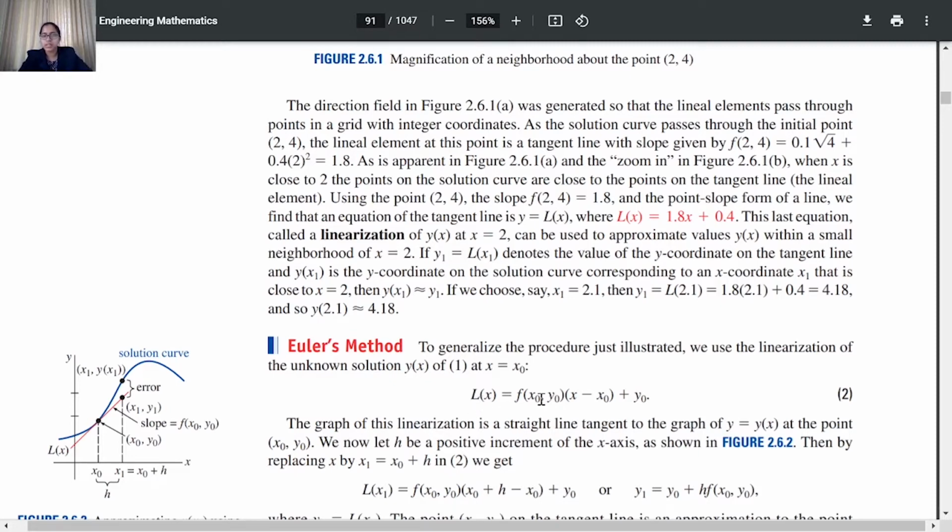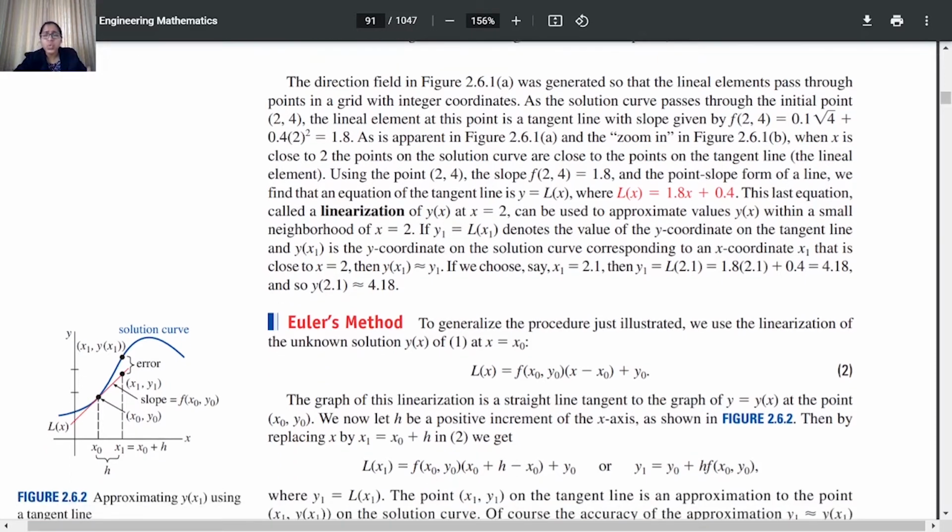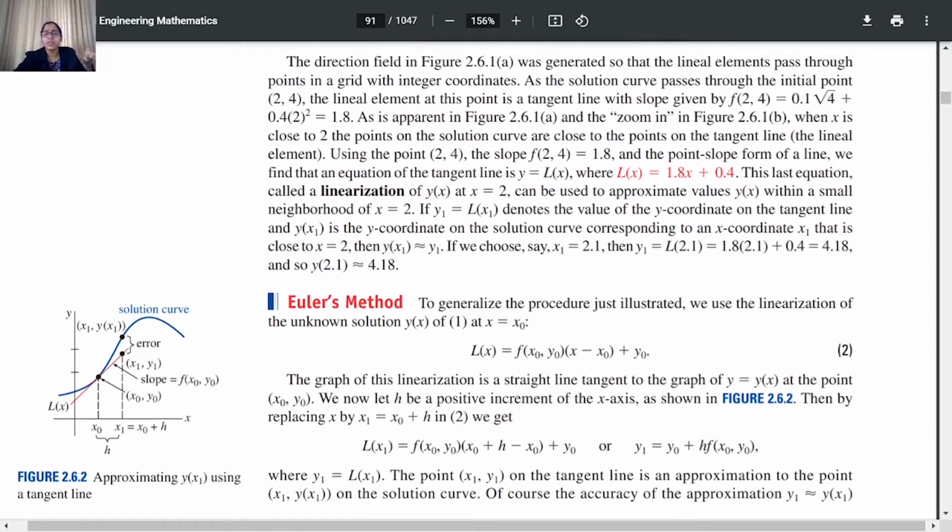This is the same as the point slope form, where f of x dot y dot is the slope at the point x dot y dot. So f of x dot y dot into x minus x dot plus y dot will be the linearization of y at x equal to x dot, the same thing that we have seen in the previous example. As we mentioned, this is actually the approximate value, right, an approximation.